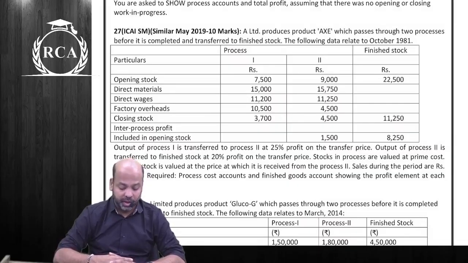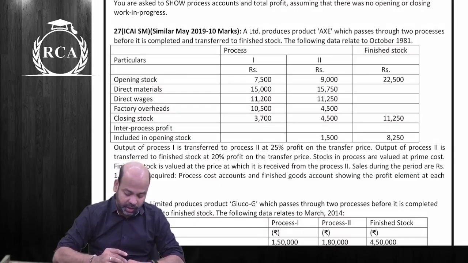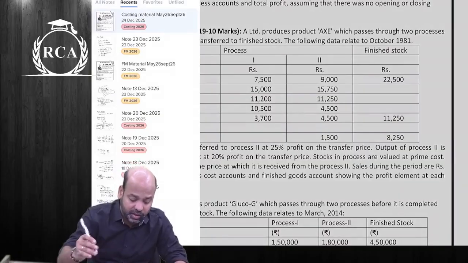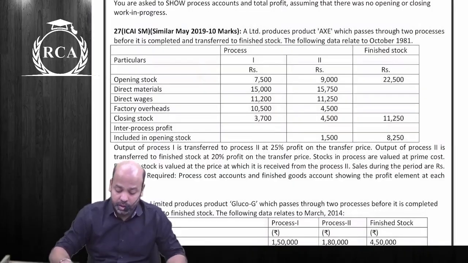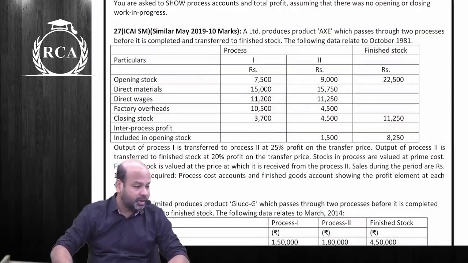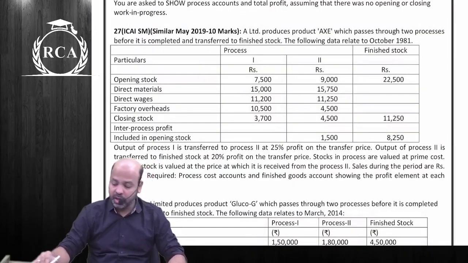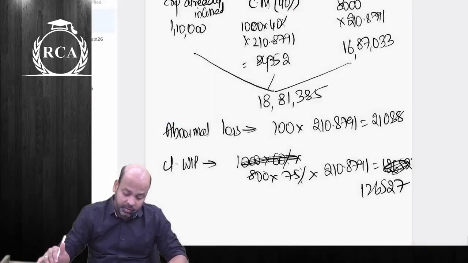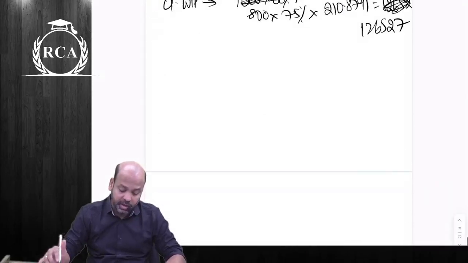Sales during the period are rupees 1,40,000. You're required to prepare process cost accounts and finished goods accounts showing the profit element at each stage. If it were not for the profit element at each stage, the answer would have been very simple. But because they're asking us to show the profit element at each stage, it may seem complex, but it's simple. It's just that you need to understand it properly. What is the different point about this question? Internal transfers are being made at cost plus markup. That's the only difference between this and the other questions.